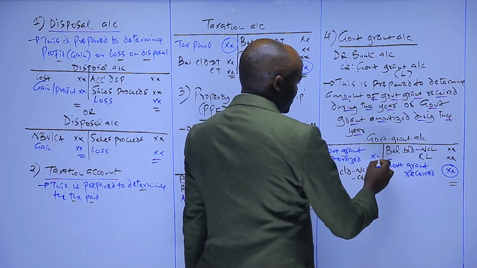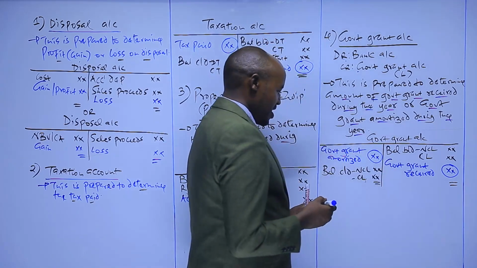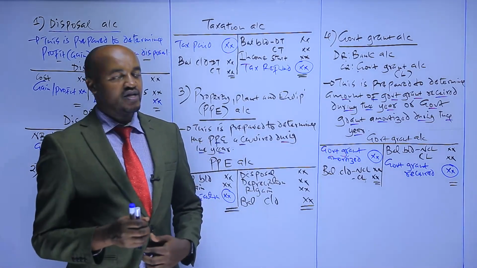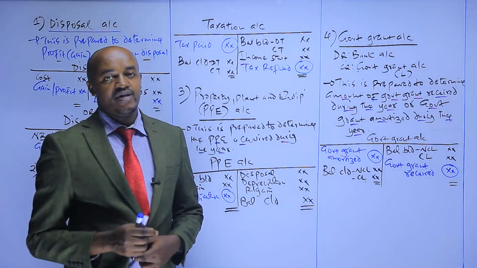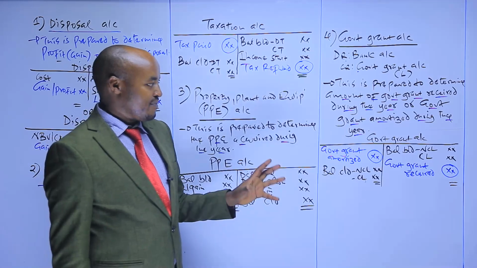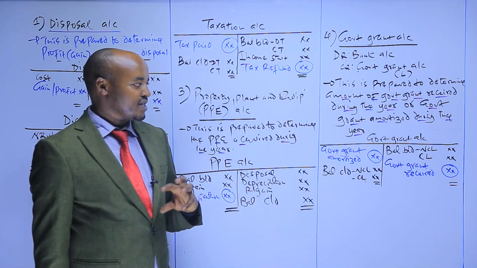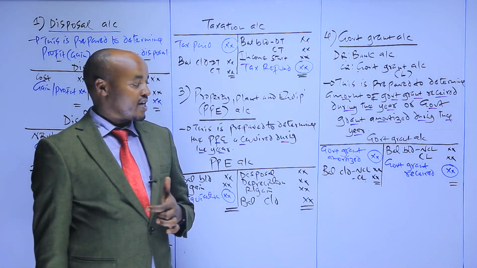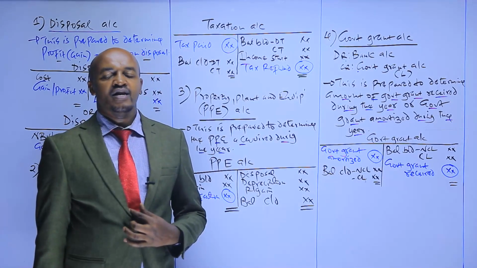And remember, this government grant which is amortized during the current year is recognized as an income in the income statement. So by preparing that account, you may be determining either of those 2 items: how much government grant was received during the current year, or how much government grant was amortized.